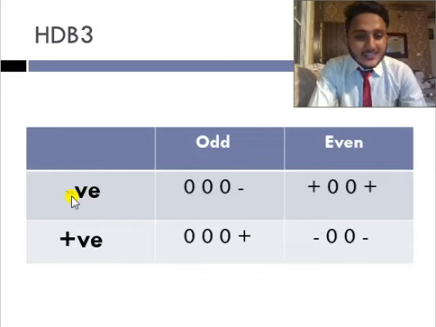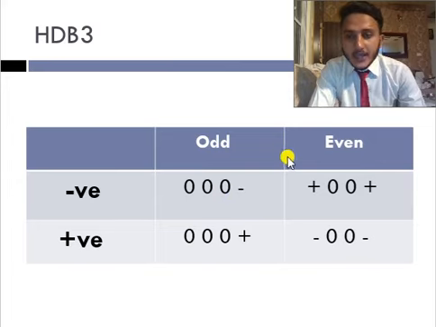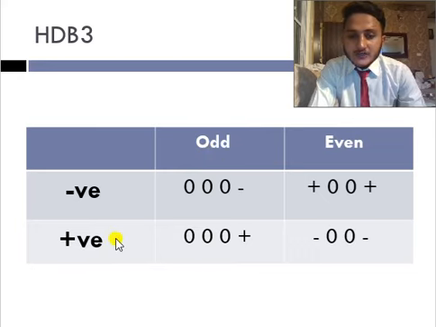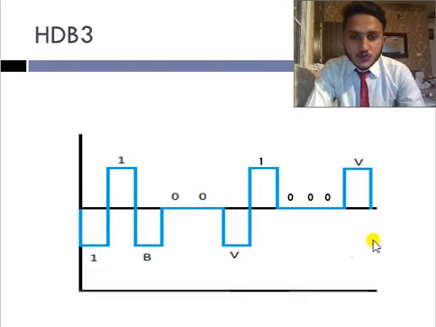If the last one signal is negative and the number of 1s is odd, we use 000 negative half, and if the last one signal is negative and the number of 1s is even, then we use positive 00 and positive. And if the last one signal is positive and the number of 1s is odd, we use 000 positive half. And if the last one signal is positive and the number of 1s before the consecutive zeros is even, we use negative half, 0 0 0 and negative half. So here is the solution for the above problem.